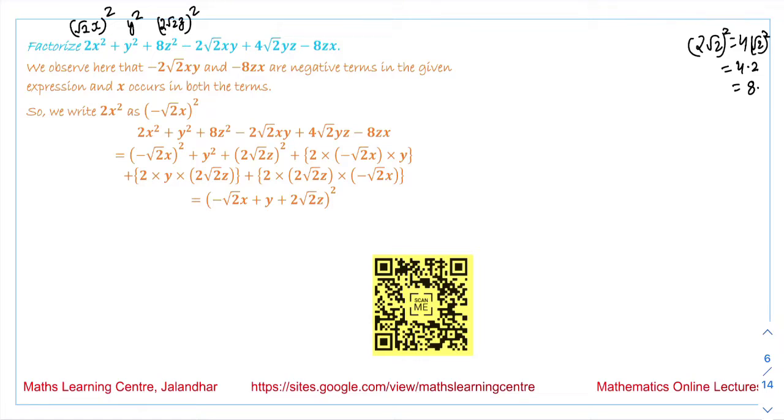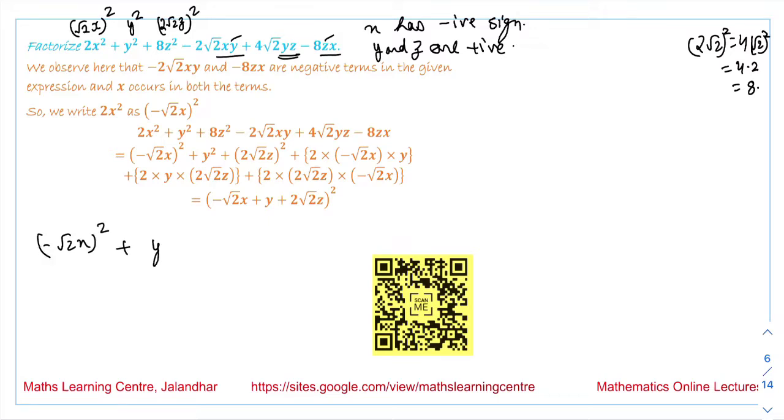So again, now y and z have the same sign, xy and zx have different sign. So we assume that x has negative sign. If x has negative sign, what will happen? z and y have the opposite sign. It means y and z are positive. So we are saying the answer, now the values will become minus root 2x square plus y square plus 2 root 2z square.